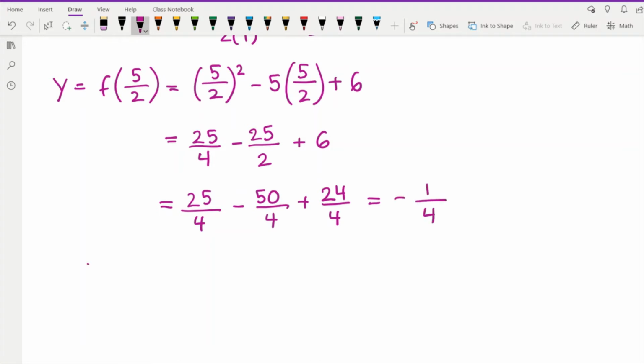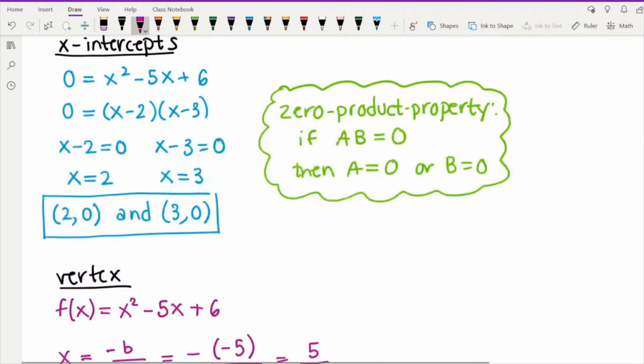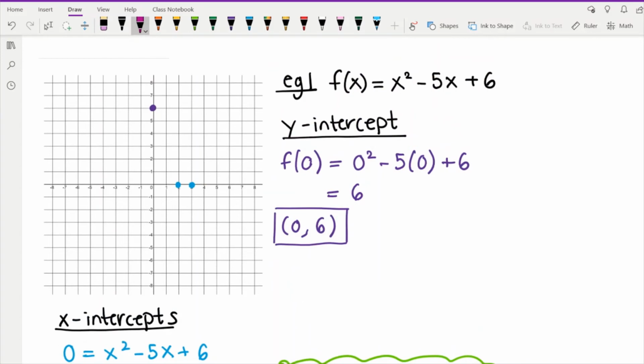So that tells us that the vertex is 5 halves, negative 1/4. So now we can go and graph that point. So 5 halves is 2.5, so halfway between 2 and 3, and then negative 1/4, something like that. And so now we can go and sketch the graph. One other point that might be nice to put down is that if you look at where the vertex is, that's going to be right along the middle of your parabola.